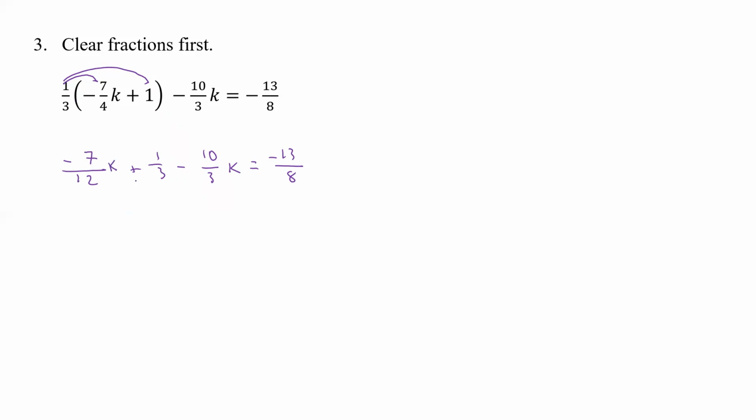Okay. Now they said clear. So let's clear before we do anything else. Okay. So we have a 12, we have a 3, and we have an 8. So the LCD is going to be what? Well, 12 is 2 times 2 times 3. This is just 3, this is 3, and this is 2 times 2 times 2. So we're going to use three 2s and one 3. So 8 times 3, that's going to be our LCD. So 24.